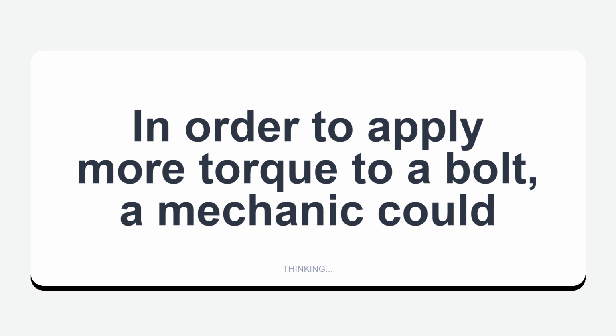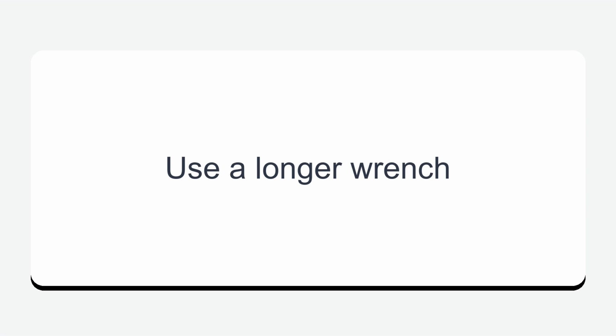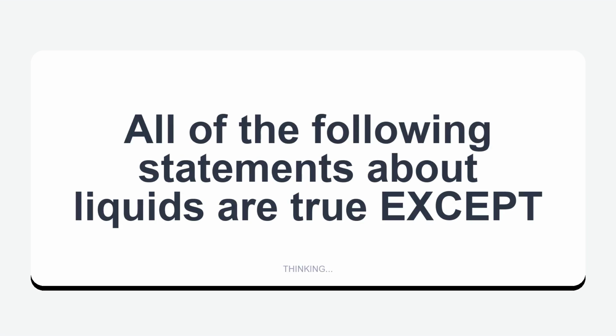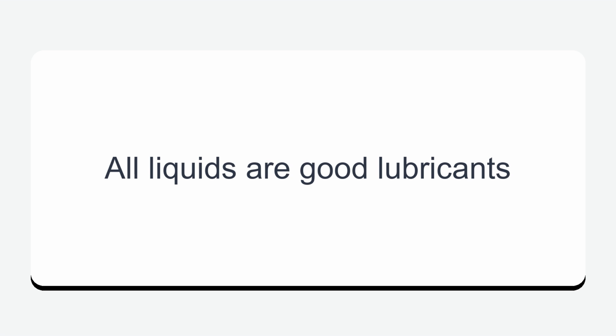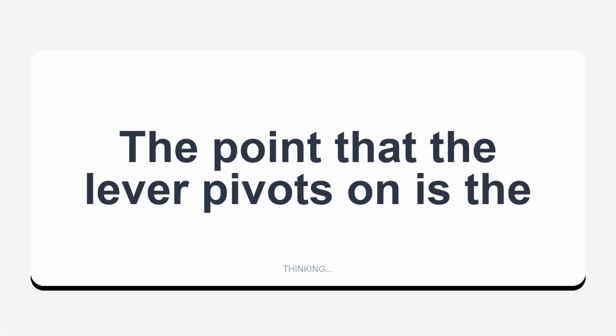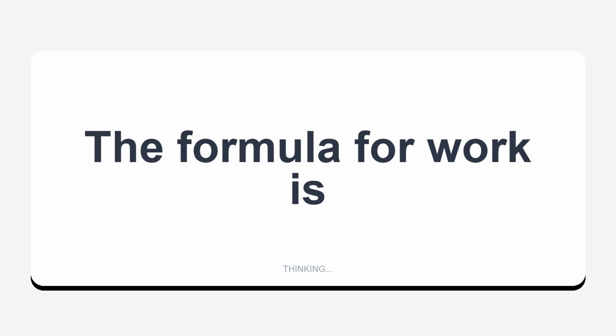In order to apply more torque to a bolt, a mechanic could use a longer wrench. All of the following statements about liquids are true except all liquids are good lubricants. The point that the lever pivots on is the fulcrum. The formula for work is W equals F times d.